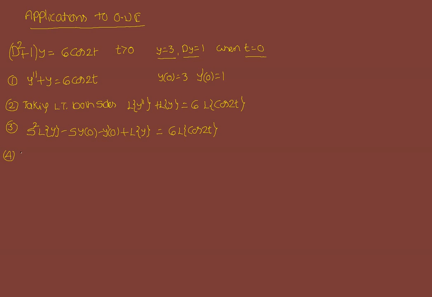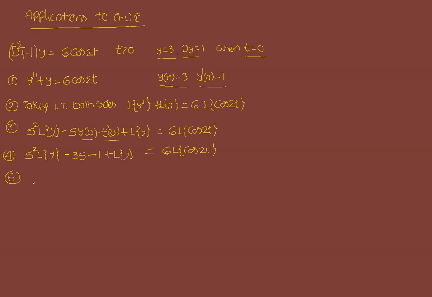Fourth step, you substitute the values of y(0) and y'(0). So y(0) is how much? 3. y'(0) is equal to 1. You substitute these two values here. Therefore s² into L of y minus 3s minus 1 plus L of y is equal to 6 into Laplace of cos 2t.